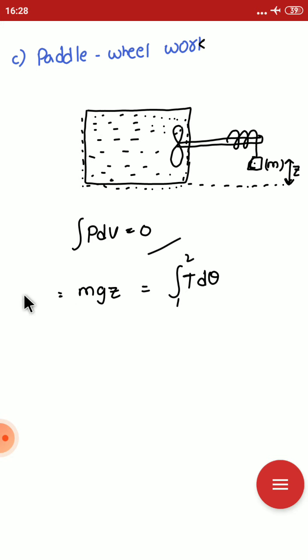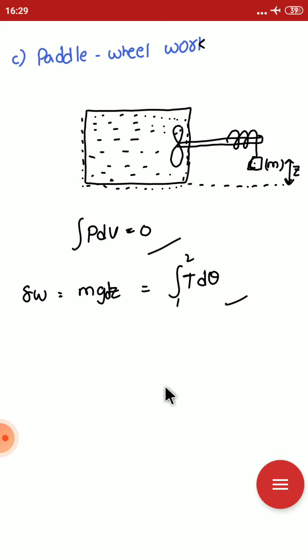This is equal to the total work transfer, δW. We can write mg Δz, the change in the height, equals the integral from 1 to 2 of T dθ. This is the paddle wheel work transfer on the fluid.